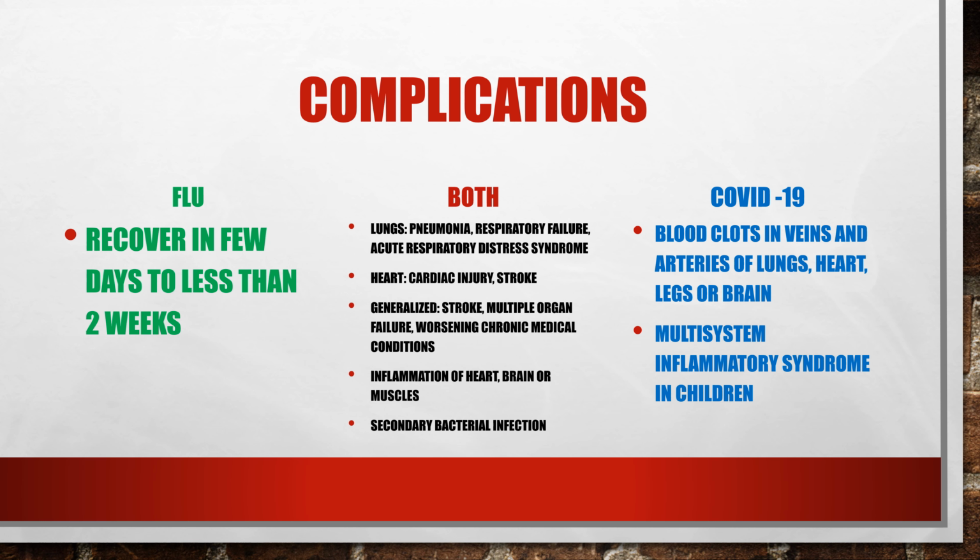So you can have generalized symptoms. Once again, like I mentioned, stroke. You can have multiple organs affected, or multiple organ failure. You can have worsening chronic medical conditions. So someone with asthma, someone with COPD, even patients with diabetes can have worsening symptoms. Inflammation of the heart, brain, or muscles, and then you can also have secondary bacterial infection. So along with these viruses, you can also be infected with bacteria.